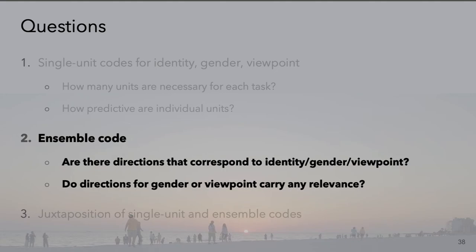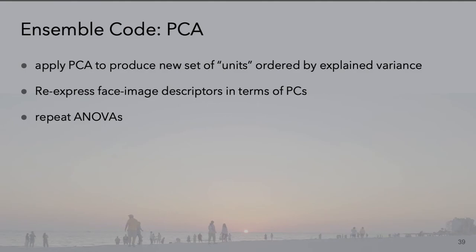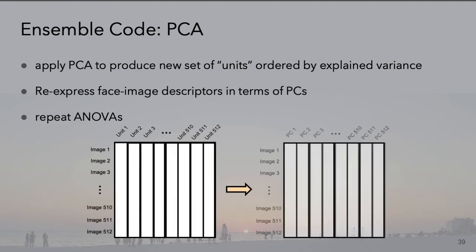So next, we move on from unit-based codes and instead consider directions in the representational space formed by the network. Here we ask, in the full representational space, are there directions that correspond to identity, gender, or viewpoint? We applied principal component analysis to our original unit response matrix to re-express the face image descriptors in terms of principal components. We then repeat our ANOVAs on these re-expressed face image descriptors, such that the point of analysis is no longer a single unit, but is instead a principal component.